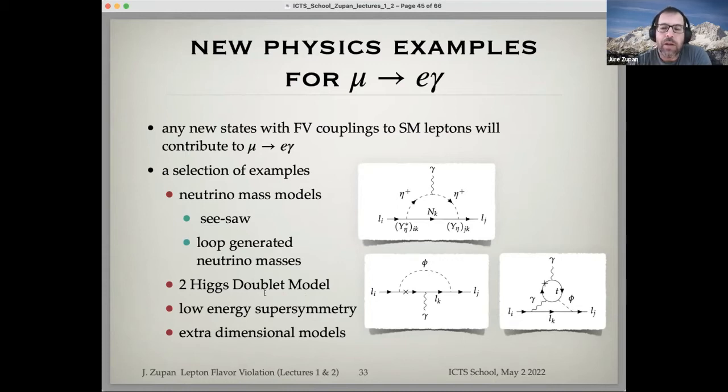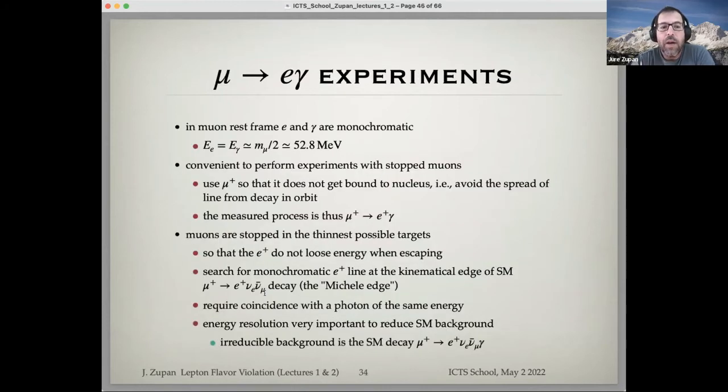Then there's more low energy supersymmetry, extra dimensional models. So basically, in any new physics model where you modify the lepton sector, you will have a constraint from mu to e gamma unless you make sure that it is not present. So you would put a symmetry there to forbid it. So you need to forbid it. It's a very severe constraint.